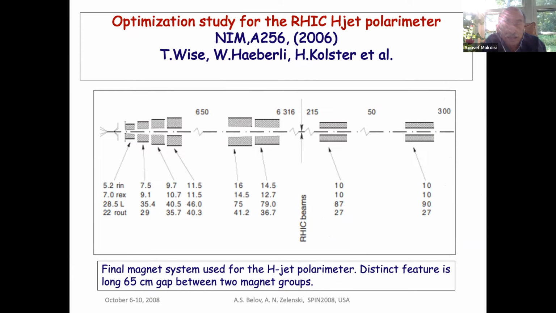Here are the optimization studies that Tom Wise, Willy, and Koster did for the magnets, the RF cavities, and the rest of the system, the Bright-Rabi polarimeter. I'm not sure personally why this was unique, actually. A distinct feature was the 65 centimeter gap between the two magnet groups. But it looks like things work out exceedingly well.